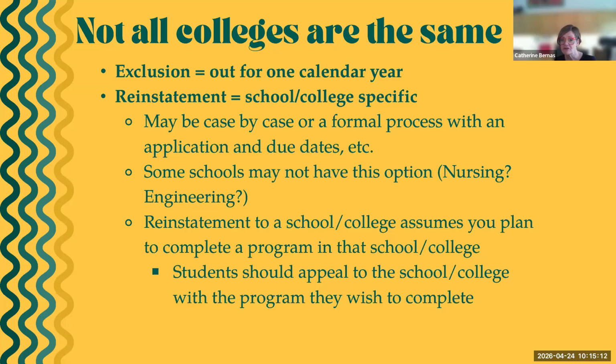Reinstatement is specific to the school or college. It might be a formal process with an application, specific due dates, paperwork that is processed, a committee that reviews it, and the student is put on a contract or an improvement plan. They can't register till their grades come in. Other schools might have something a little bit less formal. And some schools may not allow for reinstatement.